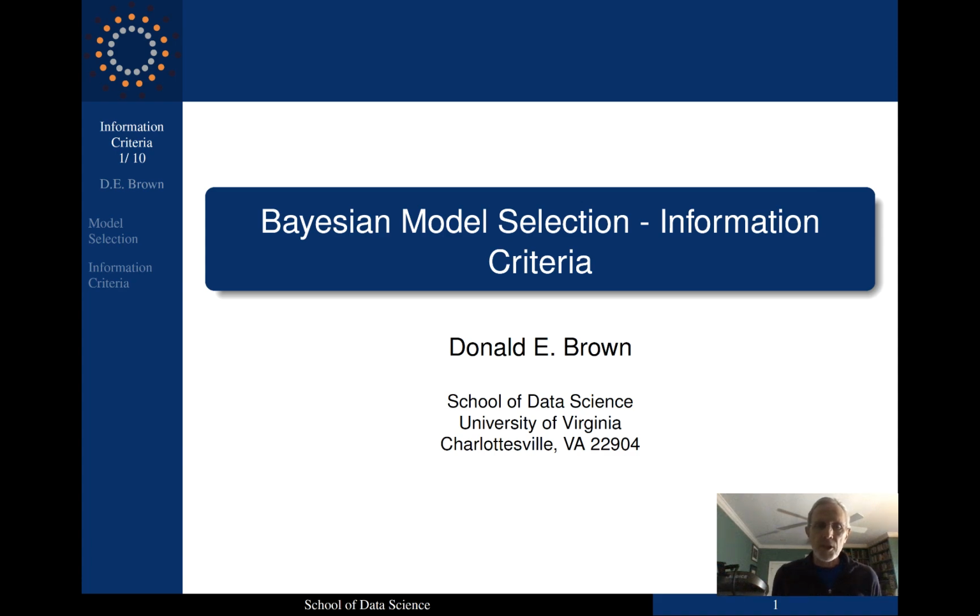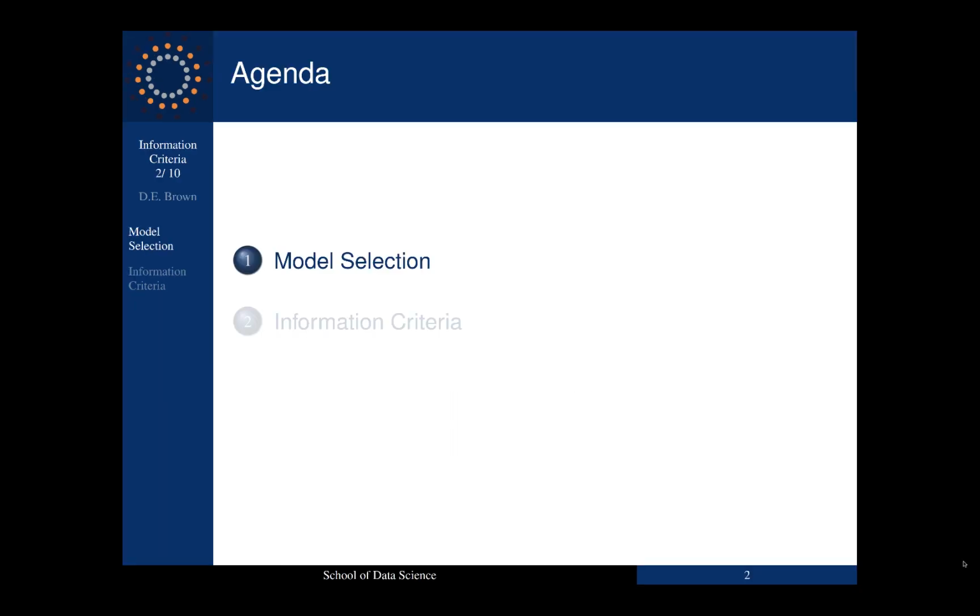This video lecture continues our discussion of model selection by looking at information criteria from a Bayesian perspective. To motivate our discussion, we'll first review model selection from a frequentist or maximum likelihood perspective, and then look at information criteria and how we can develop these information criteria using Bayesian analysis.